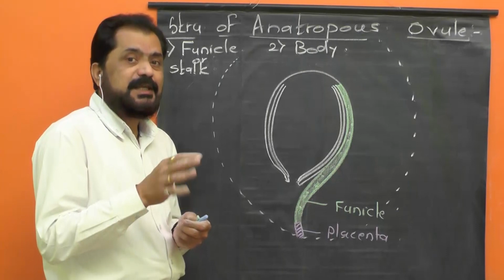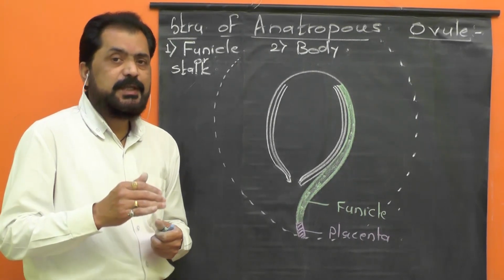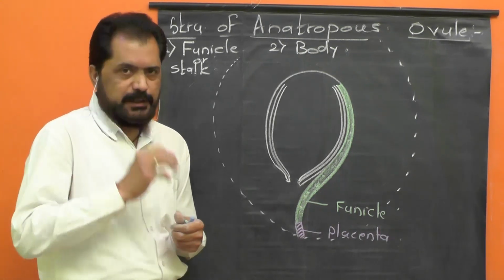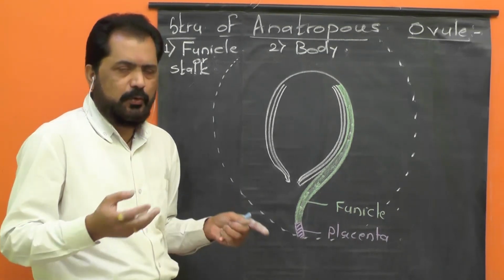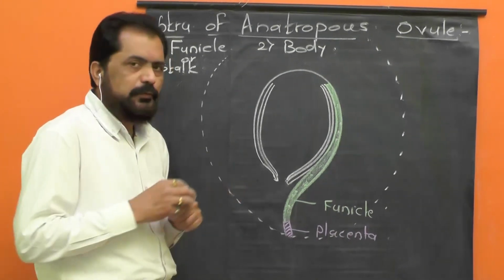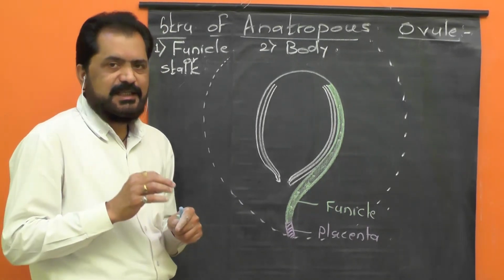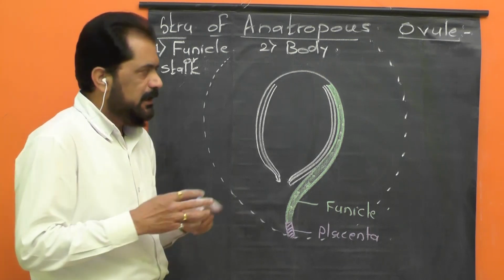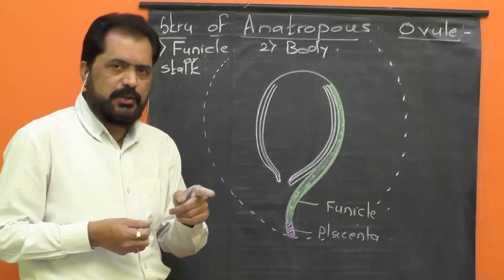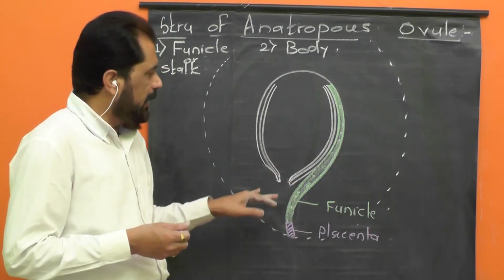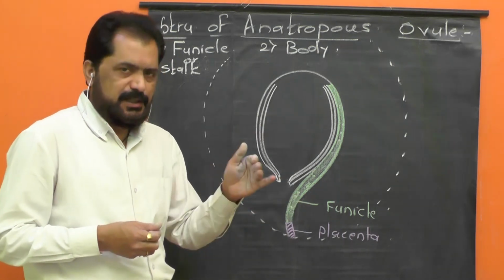This funiculus is present in some ovules. Such ovules are called funiculate ovules, funiculate or stalked ovule, because of the presence of funicle. And those ovules in which funicle is absent are known as sessile, S-E-S-S-I-L-E, sessile. It means the ovule with funicle is called funiculate or stalked ovule, and the ovule without funicle, without stalk, is known as sessile.